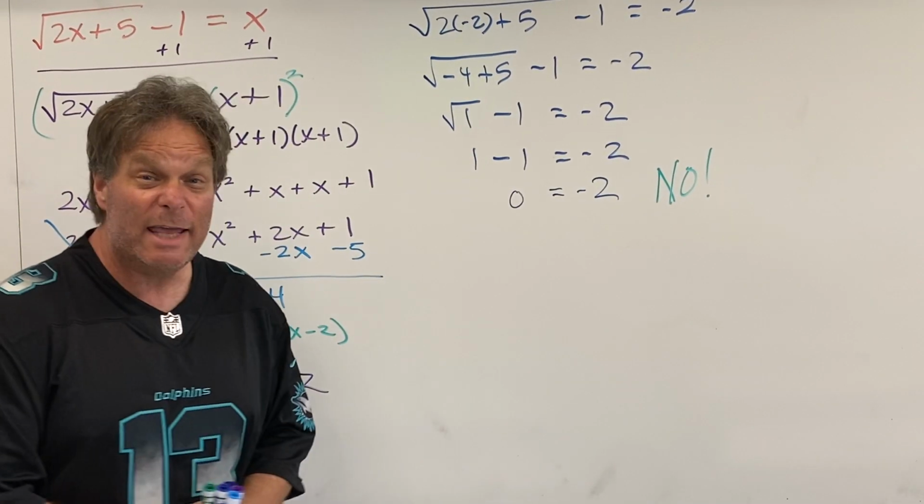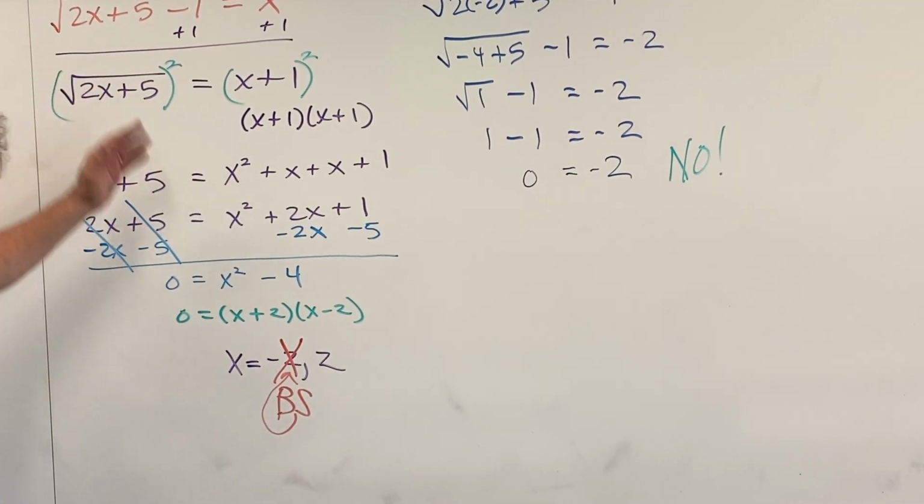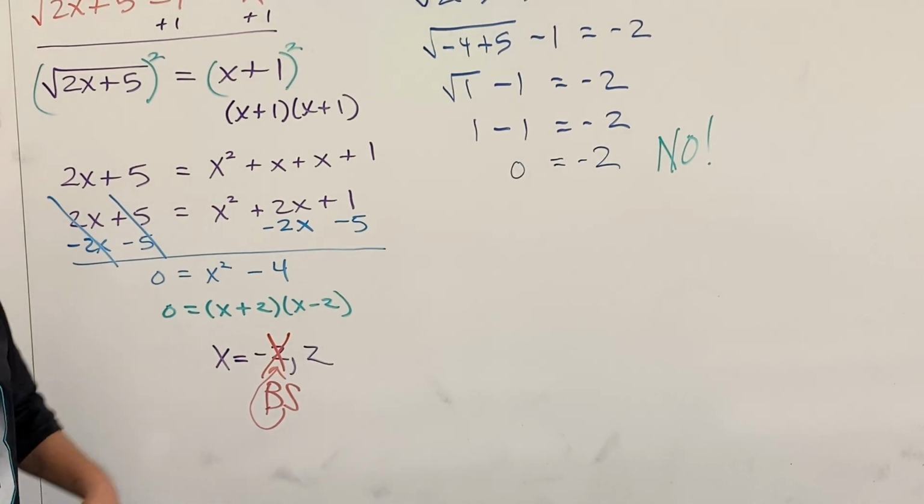Well, now, they can be bogus, right? What did I do wrong to get negative 2? I didn't do anything wrong to get negative 2.